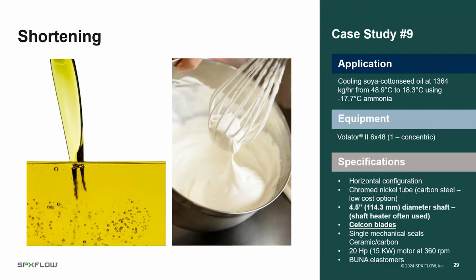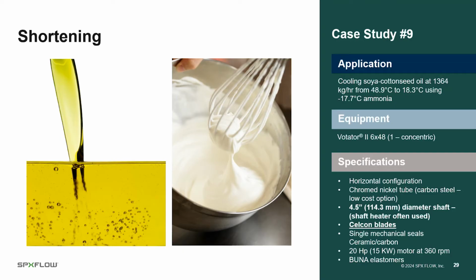We also typically will use the 4.5-inch diameter shaft. And something you see on here is we use a shaft water heater. So we're able to circulate warm water along the length of the shaft in order to keep that shaft just slightly above the melt point of the shortening product. And that will help keep that shaft that's turning at about 360 RPMs in balance. Remember, we talked about crystallization, and it can be very random, so it wants to build to the shaft. So that's why we would use that shaft water heater. Another element to the high lubricity products is silicon blades.